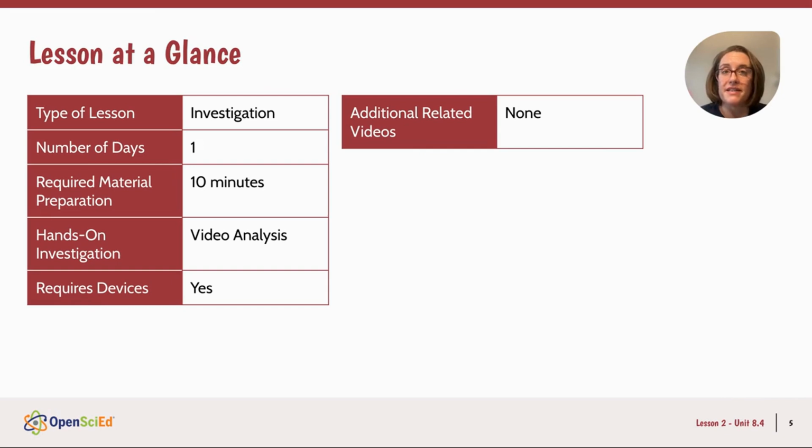It's a video analysis. So there isn't much prep work beyond making sure that the links work. It will require devices. It works best if students have access to their own device to analyze the video, but it is possible for you to play the videos for the whole class.